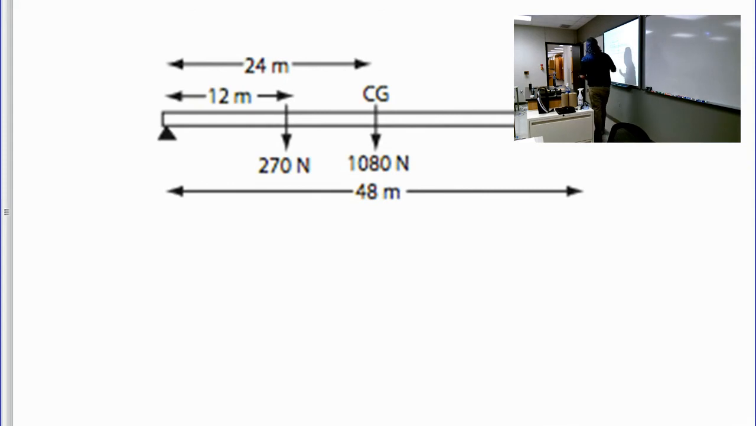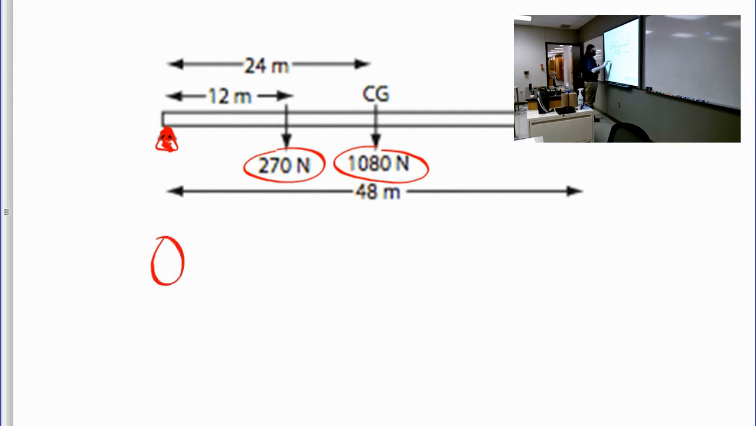We have a board. Our pivot point is all the way on the left side. And we have 3 forces on this board. We have force number 1 here, 270. Force number 2 is coming from the board itself, the center of gravity of the board, 1080. And we have force number 3. Force number 3 is going to cause it to move up, it's going to balance everything out, if that makes sense. So what is that last force?